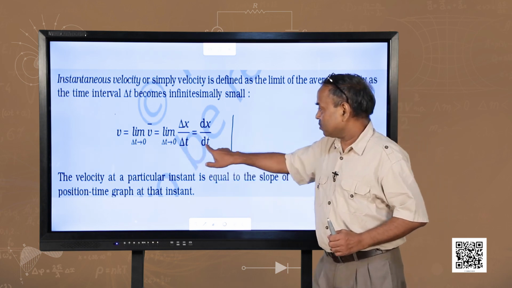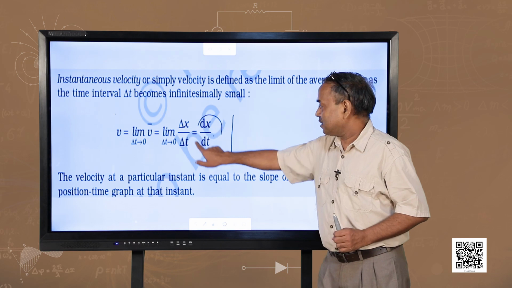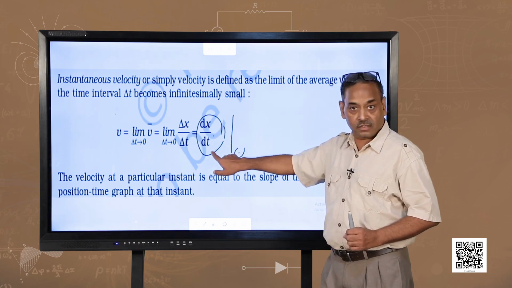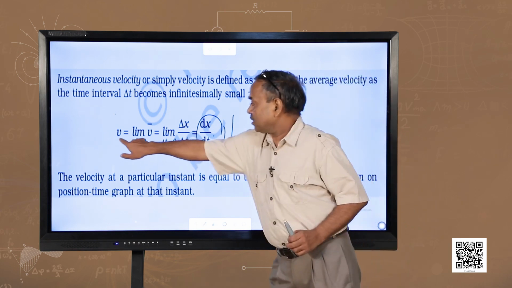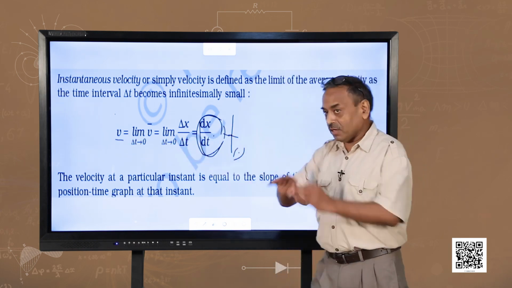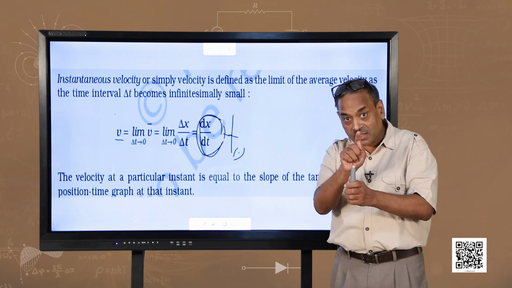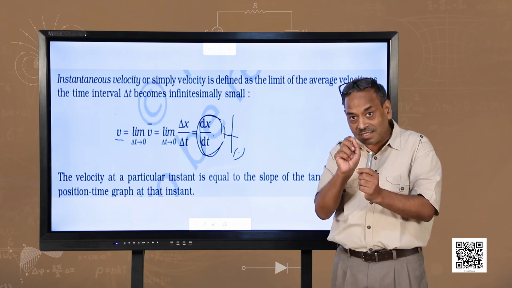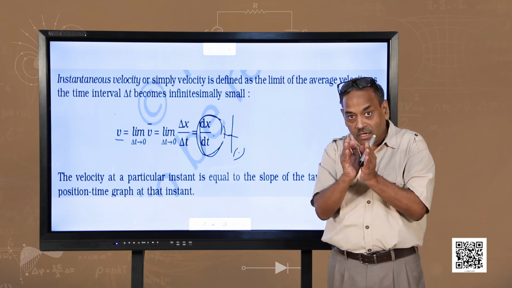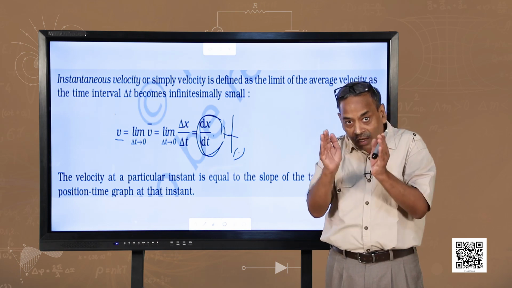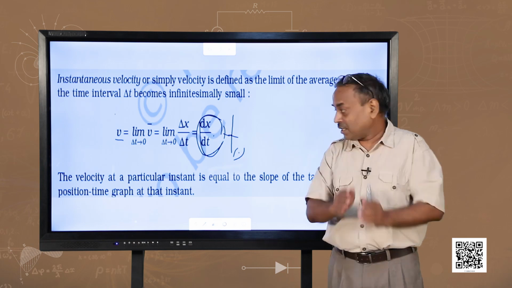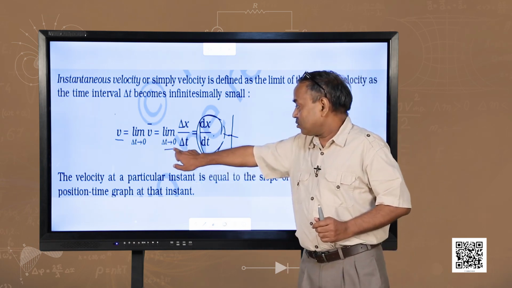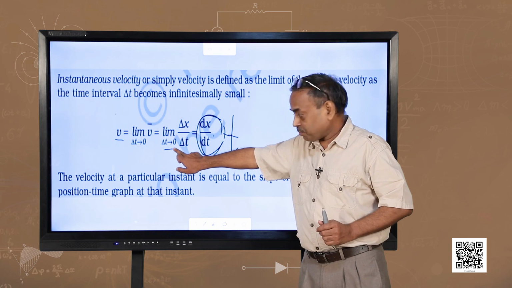So, this notation becomes dx by dt, and this is called differentiation. This is called differentiation of position with respect to time. So, velocity is nothing but dx by dt. Whenever you see this kind of relationship, you must understand that we are talking about instantaneous values, meaning the time interval between the two observations is negligibly small, that you call limit delta t tending to 0. Okay? So, that point is clear.